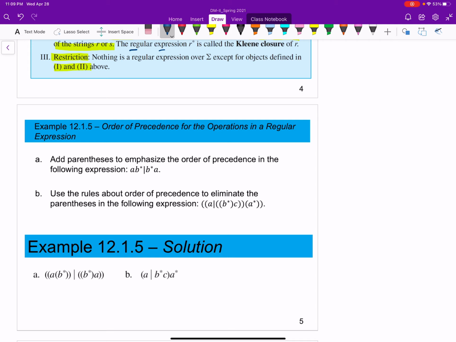Example 12.1.5. Part A: add parentheses to emphasize the order of precedence in the following expression. The expression is A, B asterisk slash B asterisk A. And part B of the problem: use the rules about order of precedence to eliminate the parentheses in the following expression. So this is the expression. In the first case you have to put the parentheses. In the second case you have to eliminate the parentheses. These are the two problems here.